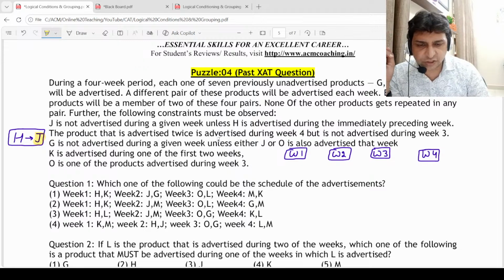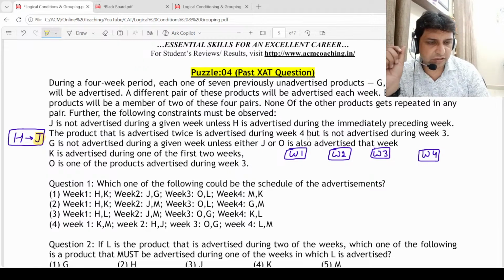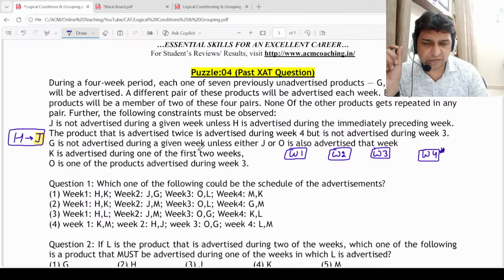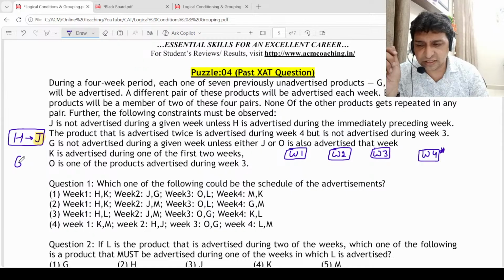The product that is advertised twice is advertised during week 4, but is not advertised during week 3. So the product which is getting repeated will be here. Let's put a star mark here, so there is going to be a repetition. G is not advertised during a given week unless either J or O is advertised. That means if G is there, it has to be with either J or O. Now this condition is again on G, not on O. They can come alone.